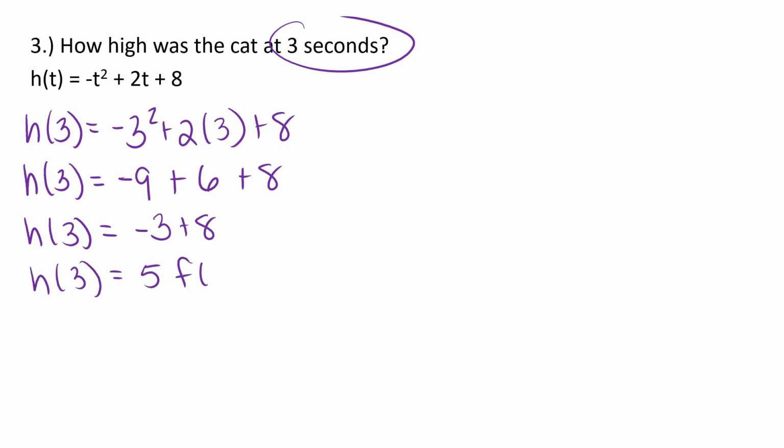So at 3 seconds, the cat is 5 feet off the floor. So you'd have this point on the parabola. There's the time and there's the height that goes with it.